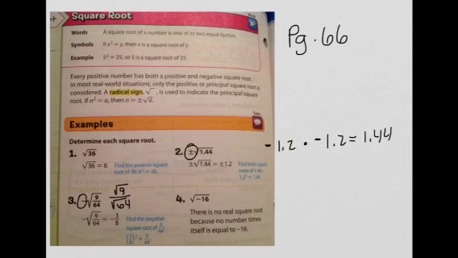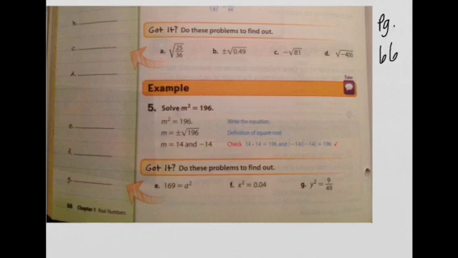The last problem shows us that we cannot find the square root of a negative number. The only way to get negative 16 is negative 4 times 4, and because those two factors are not equal, negative 16 has no solution. So you draw a circle with a line through it.